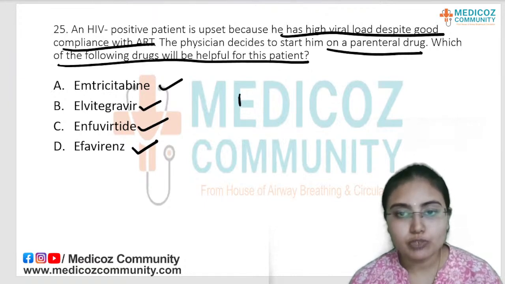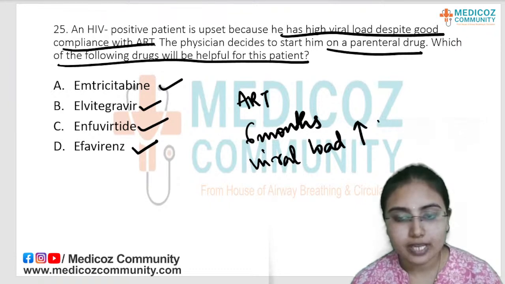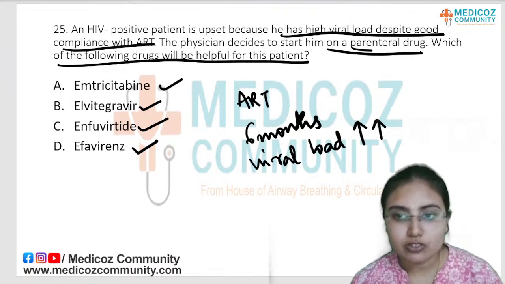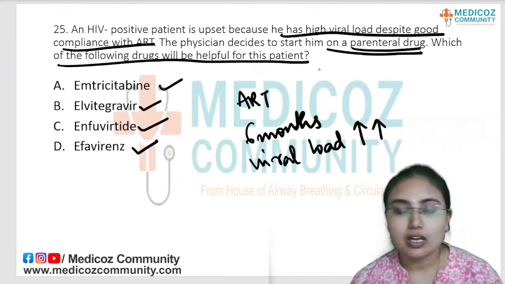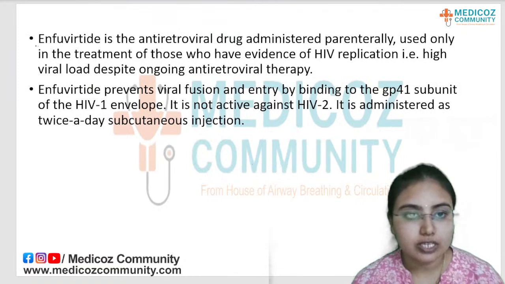You have a patient, you have put him on ART. He comes back to you after 6 months and says, Doctor, the ART is not working. My viral load is still high. So what would you give him? That is the question. Okay, and especially it's a parenteral drug. So that is your biggest clue in this question. Okay, the answer here is enfuvirtide.